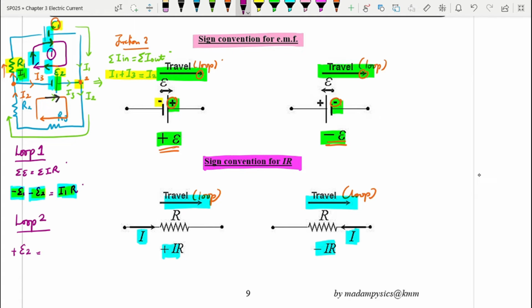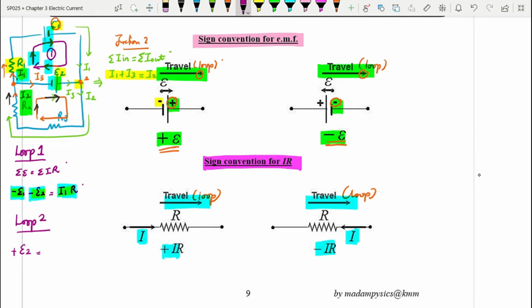Equals to, ada dua resistance kat sini. Resistor 2, kita tengok resistor 2 ni, current yang flow adalah I2. So, loop kita ke atas, current pun ke atas. Dia boleh nampak tak? Current pun ke atas. So, maksudnya positif lah. So, dia sama direction.